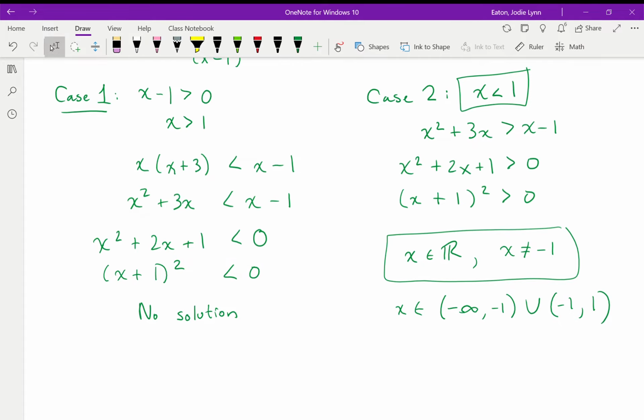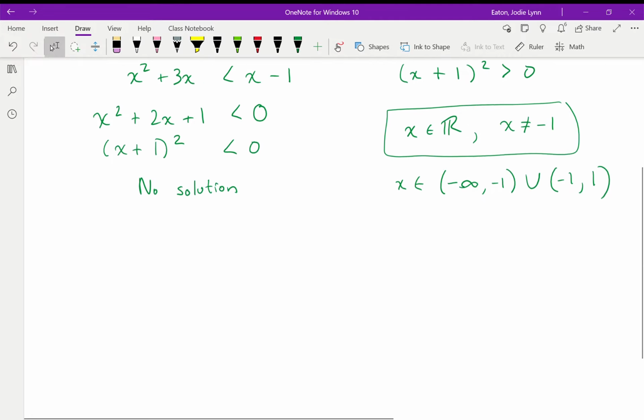And if this were a greater than or equal to sign, we would be able to include that negative 1. Okay, so if you don't like cases, and I know that there are plenty of people who don't actually like the thinking involved with figuring out, well, let's assume this and then go through and then come back and check our original assumption, there is a more algebraic way to solve inequalities like these.